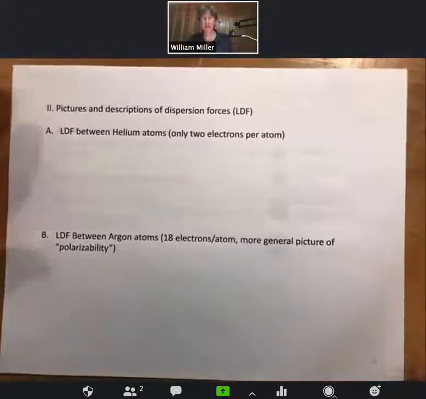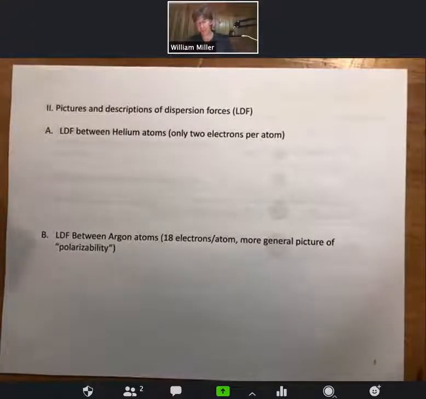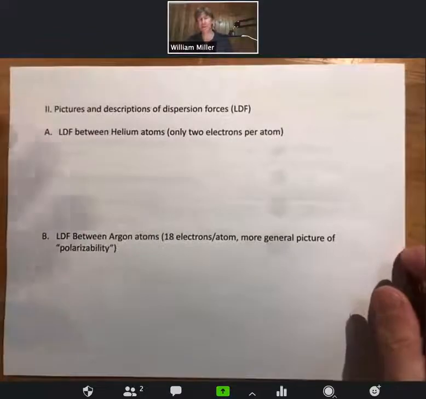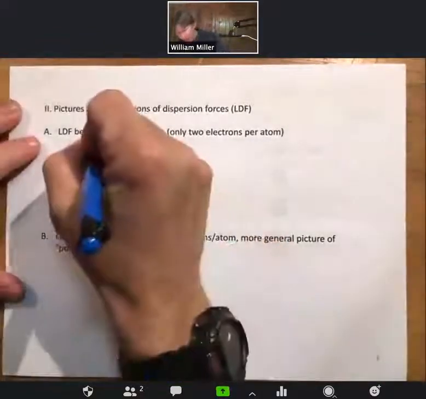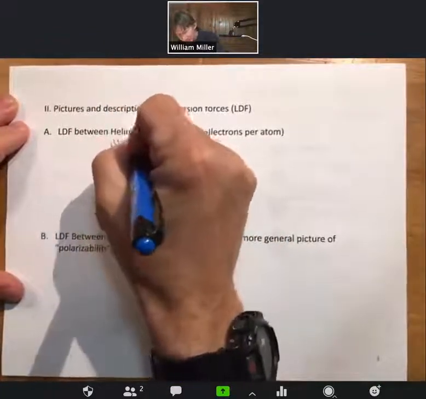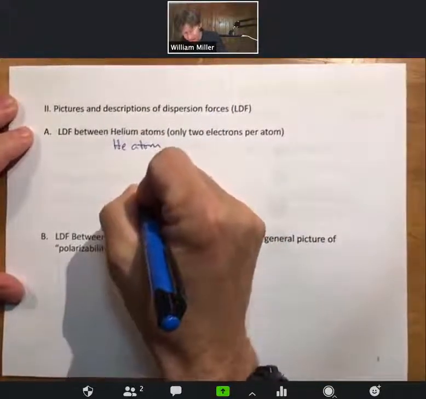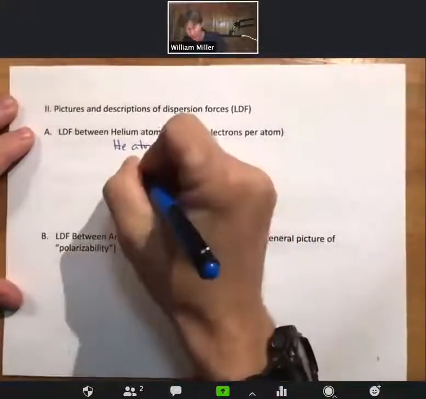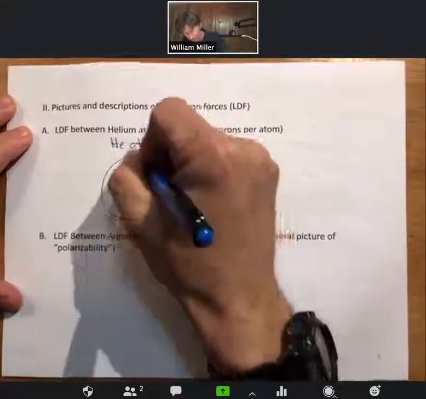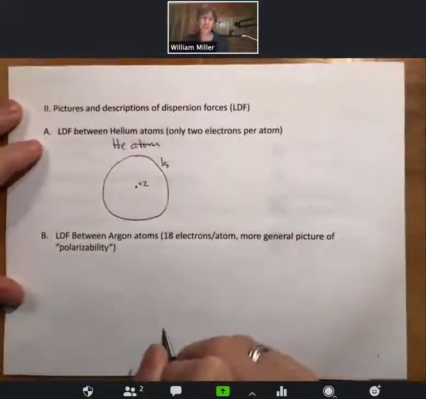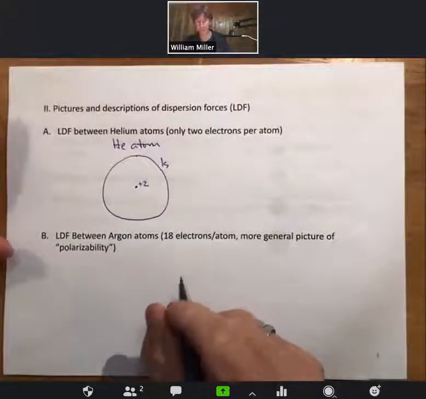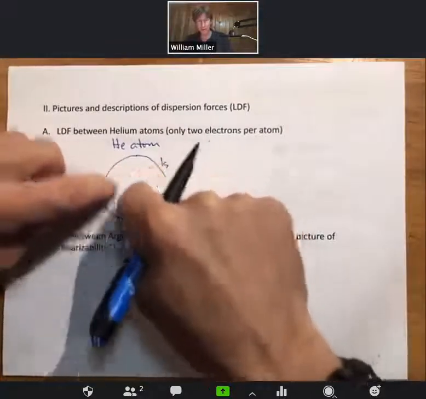Now, let's talk about and draw pictures of each of these. We'll start with the weakest, LDF. I want to draw you a picture of LDF between two helium atoms. It's a relatively simple atom. If we have one helium atom, we might draw it as having a plus two nucleus because it has two protons. And around that, in the 1s orbital, are going to be two electrons. And these two electrons are going to be circling the nucleus.